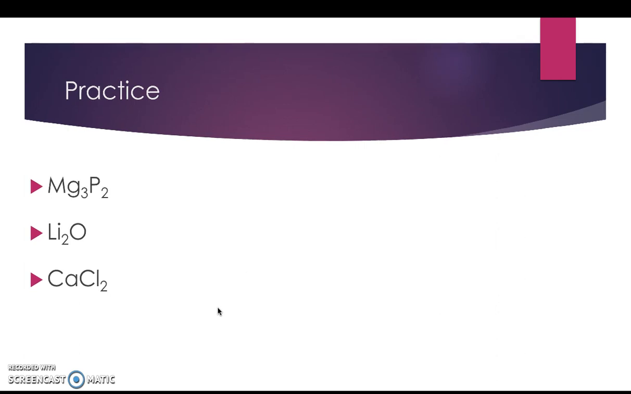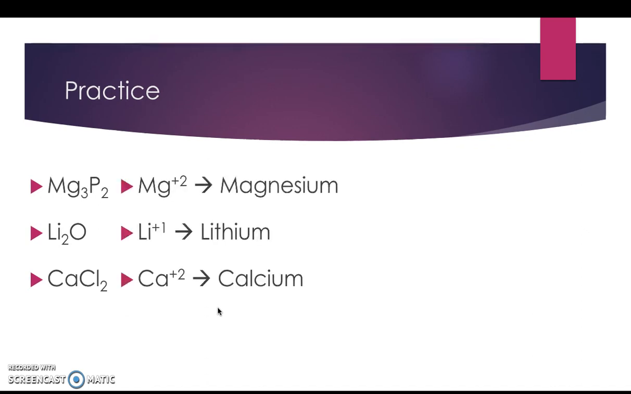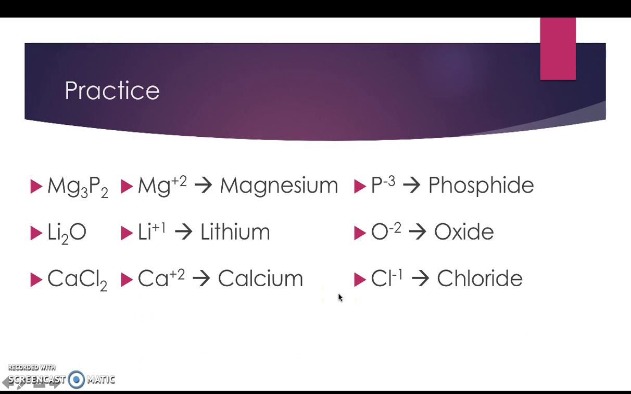Let's do some practice. We've got Mg3P2, Li2O, and CaCl2. So first we're going to look at what those positive charges are. We have Mg +2, Li +1, and Ca +2. We got those straight off the periodic table. Because these are our positives, right, they're all positive there, we just look at the name on the periodic table: magnesium, lithium, and calcium. Okay, now we're going to look at our negative ions.